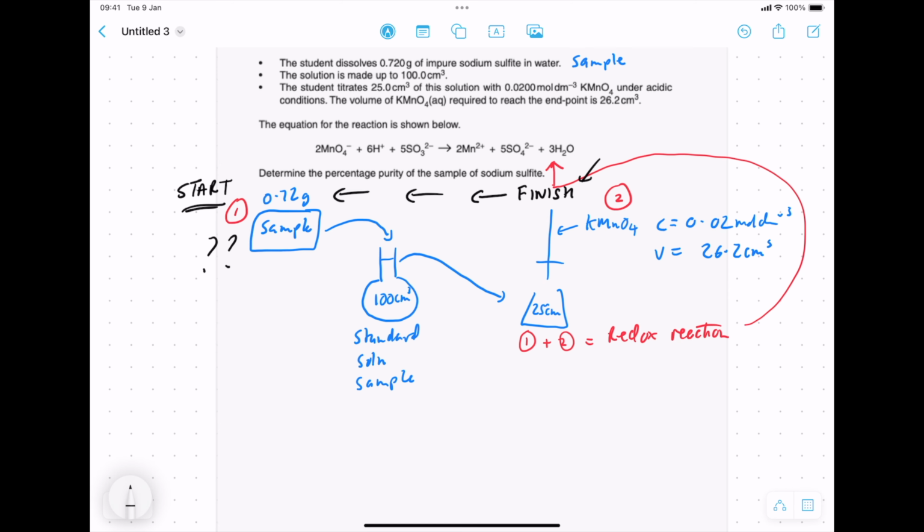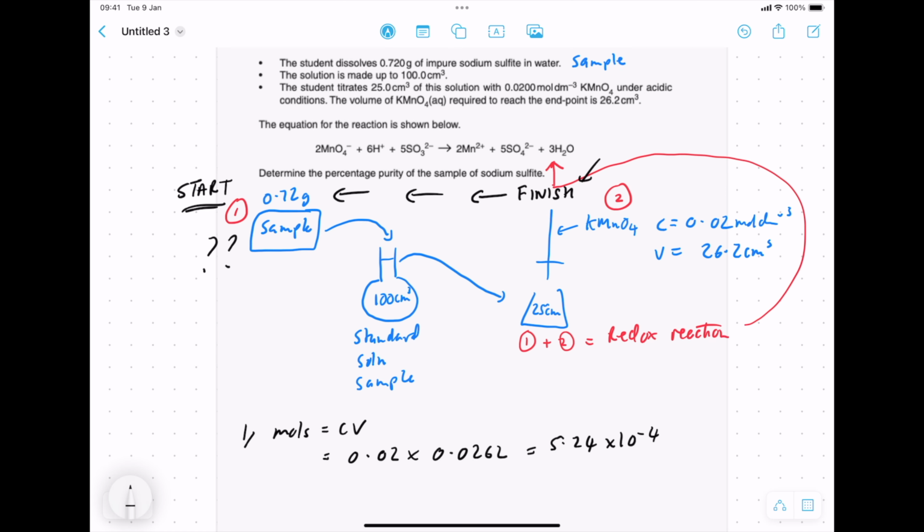So the first thing I'm going to do is work out the moles of the manganate that is reacted. Moles equals C times V. So moles is concentration times volume. So it'll be 0.02 times the volume, which must be turned into decimeter cubed. So 26.2 centimeter cubed is 0.0262 decimeter cubed. Times that by 0.02 gives us the number of moles of manganate that has reacted in the conical flask with the sample.